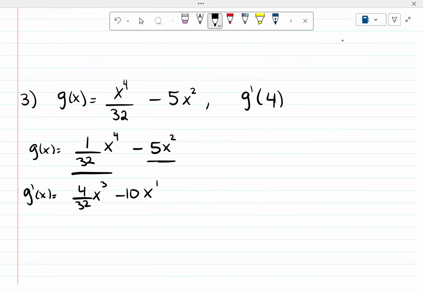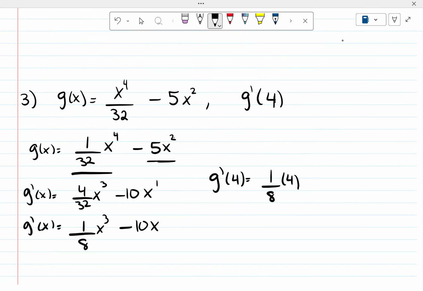And let's see, what else could we do? I think we could reduce the 4 over 32, correct? That can be reduced by 4, so that would be 1 over 8 x cubed minus 10x. And then lastly, just plug in, because they want g prime of 4, so go ahead and plug in 4 where we see an x. It's going to be 1 over 8, and then replace x with 4, so that's 4 to the third minus 10 to the fourth. So when you do all the algebra and you just put it in the calculator, you are going to get negative 32.